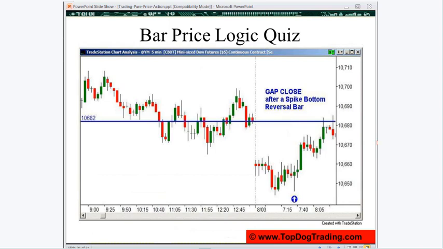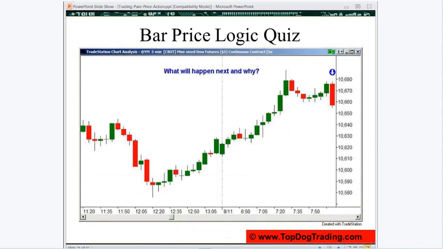So, very good. You guys are doing awesome, by the way. Okay, let's do that one again. This is fun. Let's do it on the right edge of the screen. Now we have no gap. Okay, the market's already opened. And what's going to happen next? Hard right edge of the screen. What do you think? Type it in.